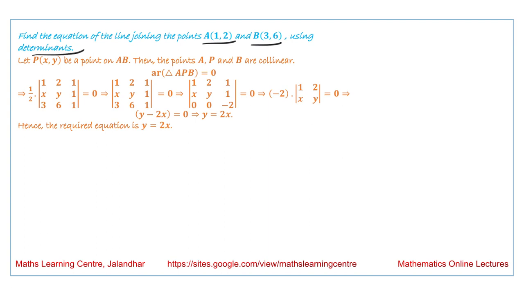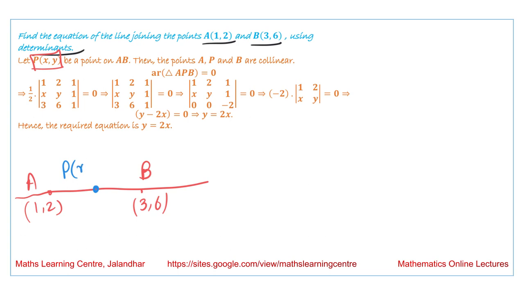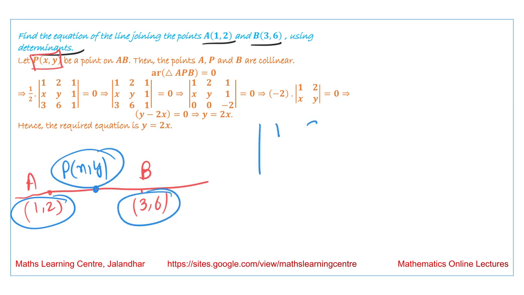Next is find the equation of the line joining the points A, B using determinants. So suppose any point on this line is P, x and y. We are talking about a point 1, 2 and another point 3, 6. This is the point A, this is the point B. We want to find the equation of the line. We are considering any point P x, y, which lies on this line. Then these 3 points should be collinear. If these 3 points are collinear, it means the determinant 1, 2, 1, x, y, 1, 3, 6, 1 should be equal to 0.